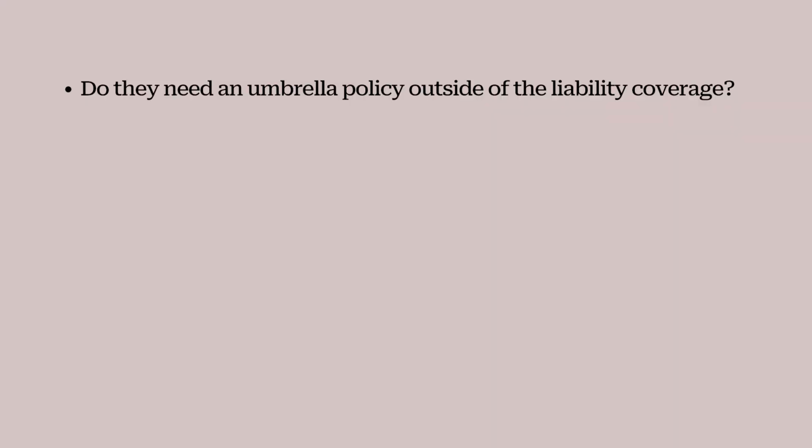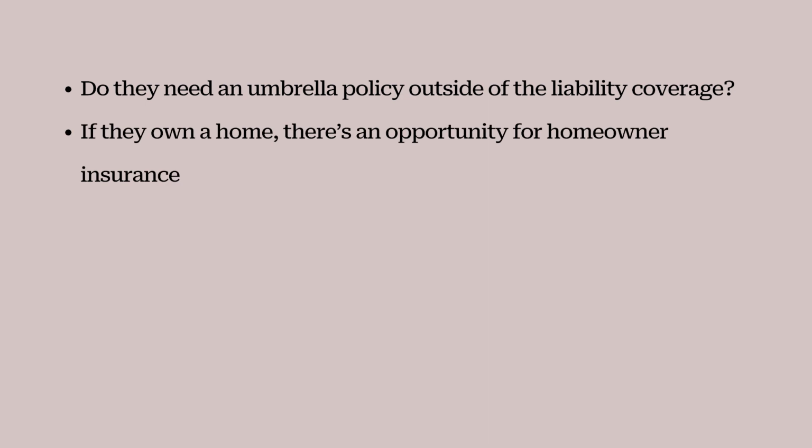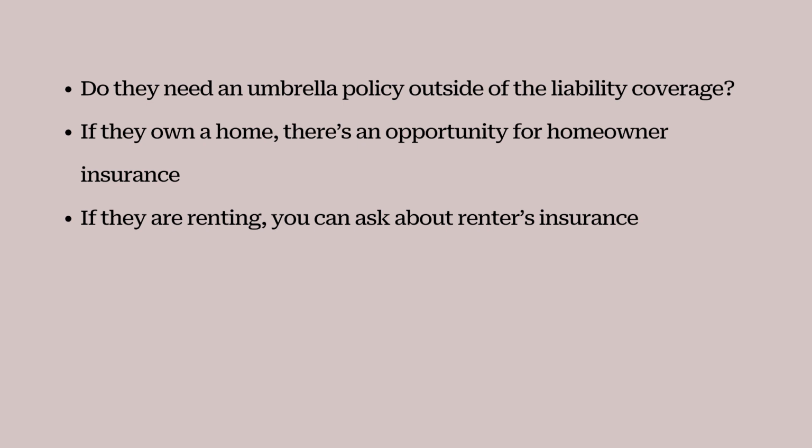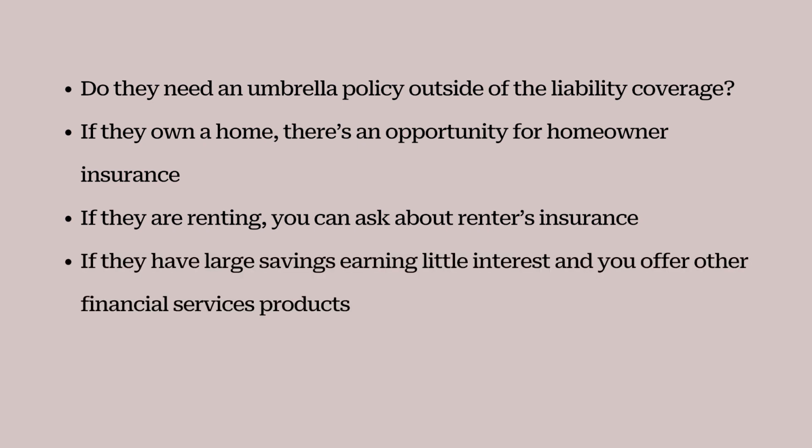Going through this process, you also find other opportunities. Do they need an umbrella policy outside of the liability coverage? If they own a home, there's an opportunity for homeowner insurance. If they are renting, you can ask about renter's insurance. If they have large savings earning little interest and you offer other financial services products, this is where you have the info to discuss IRA, life insurance, or other products. Remember, don't sidetrack. Gather info, touch on other opportunities a bit if needed, but stay focused on closing the current deal first.